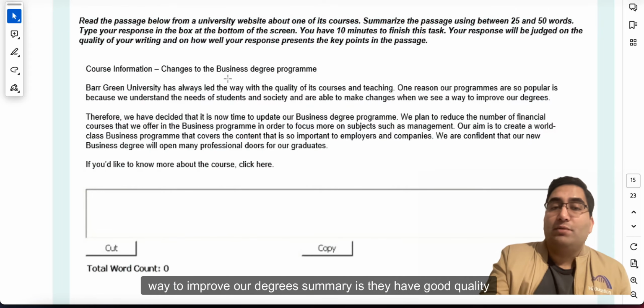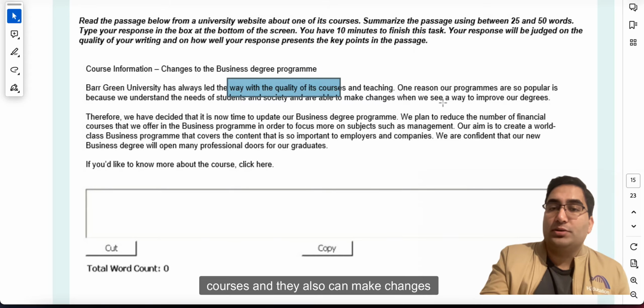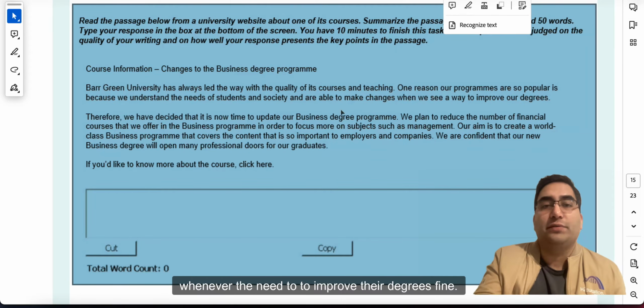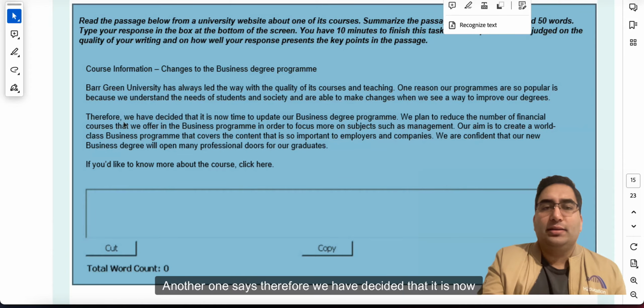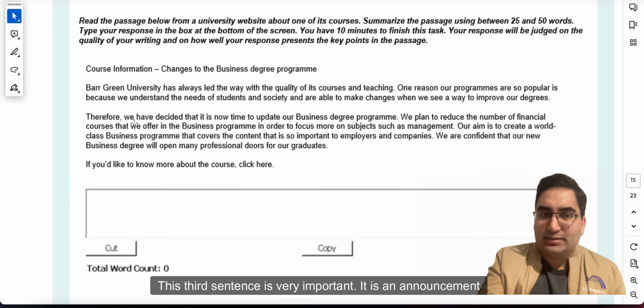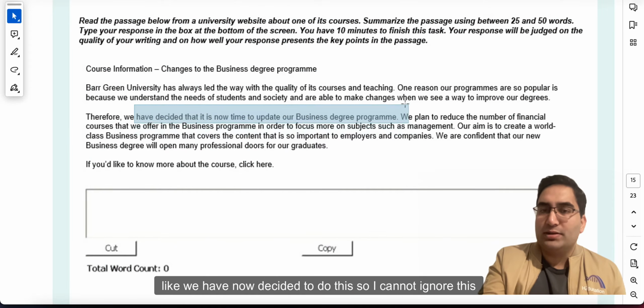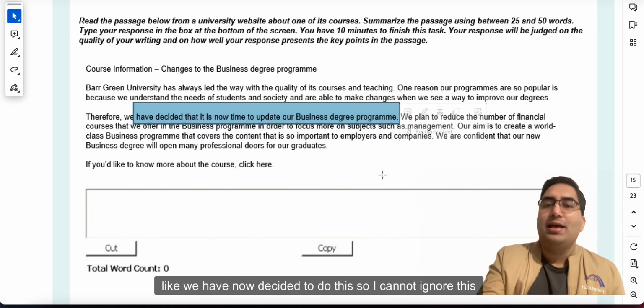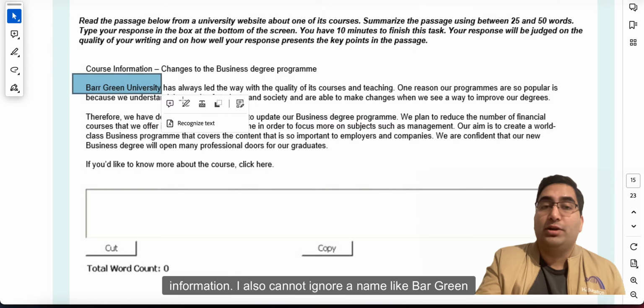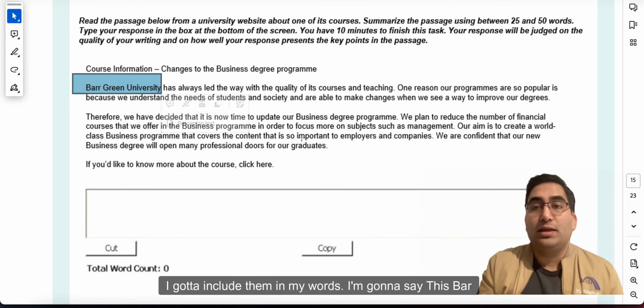Summary is they have good quality courses, and they also can make changes whenever they need to improve their degrees. Fine. Another one says, therefore, we have decided that it is now time to update our business degree program. This third sentence is very important. It is an announcement, like we have now decided to do this. So I cannot ignore this information. I also cannot ignore a name like Bar Green University, so I gotta include them in my words.